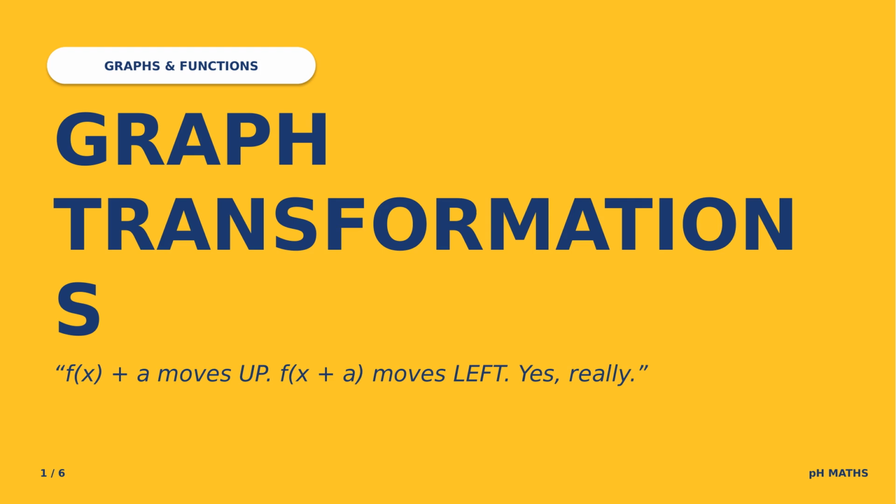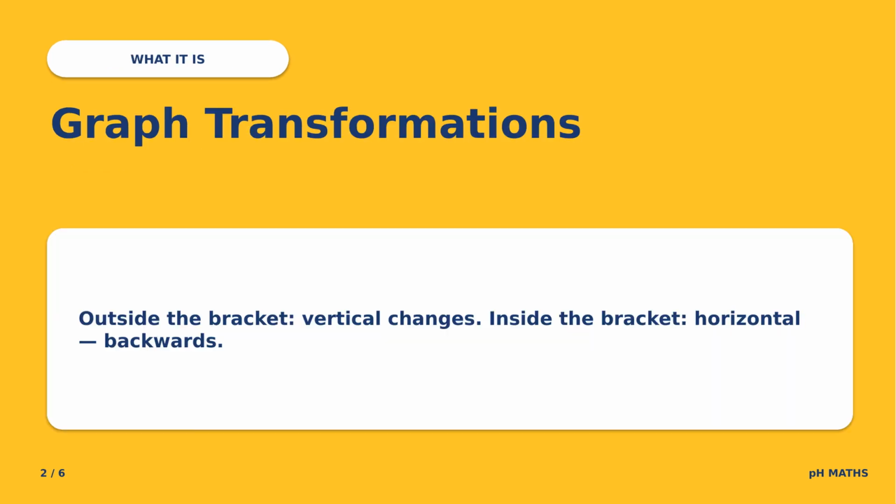Today's explainer is graph transformations. f(x) + a, f(x + a) inside the bracket, f(-x), all those weird ones. The rule for horizontal shifts is the counterintuitive one. By the end of this video, you'll know it cold.